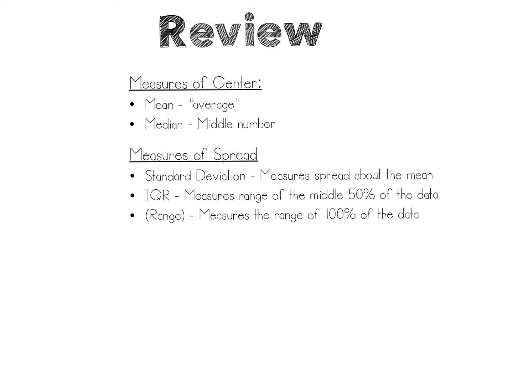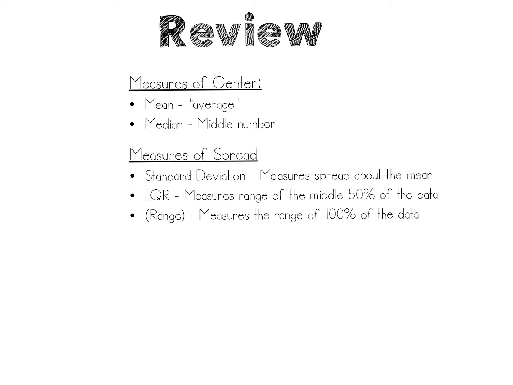So just a quick review of yesterday's lesson. We have things that measure the center, which is the middle of the data. We use the mean, and we call it the average. So we're talking about an average value, whereas the median is the middle number. So it doesn't take into account any of the number values on the left or the right of it. It's just what is the value of that very middle number, and it's a position. So the mean is a value, the median is a position.